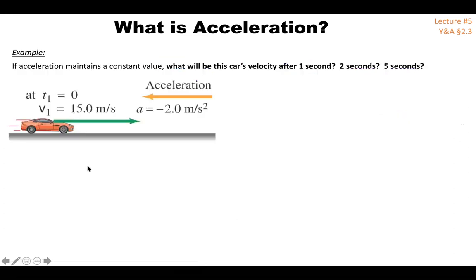Let's do one more quick example. Given again the acceleration of this car right here, notice that this car's initial velocity is not 0. Now it's starting with some initial forward velocity. Given an acceleration of negative 2 meters per second squared, what would be this car's velocity after 1 second, 2 seconds, or 5 seconds? Okay, once again, pause the lecture and see if you can do it without a hint.